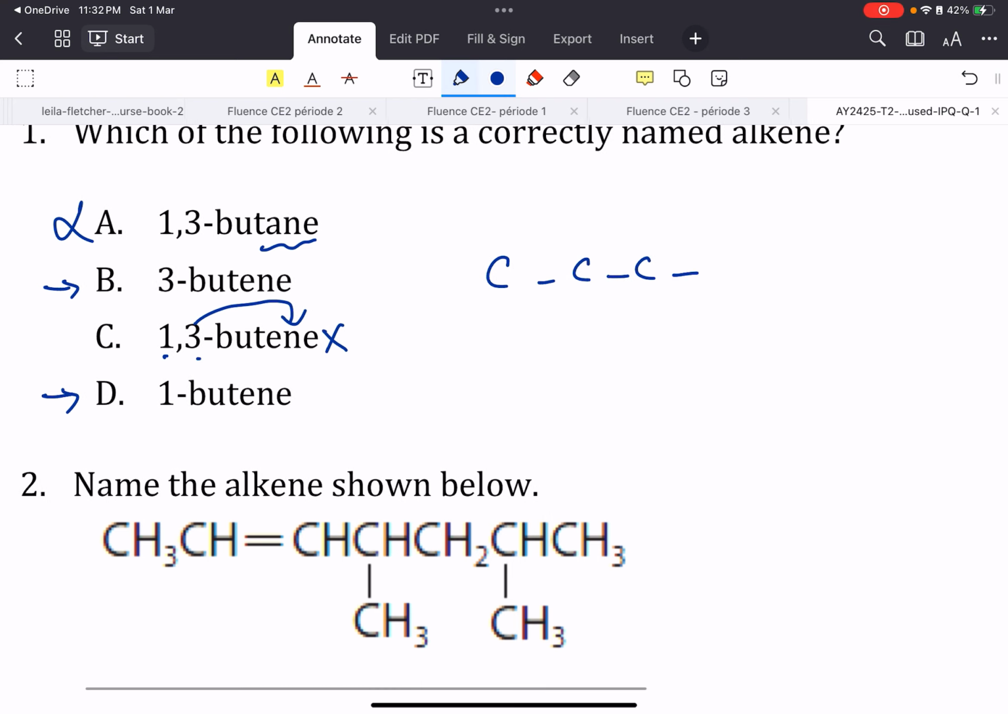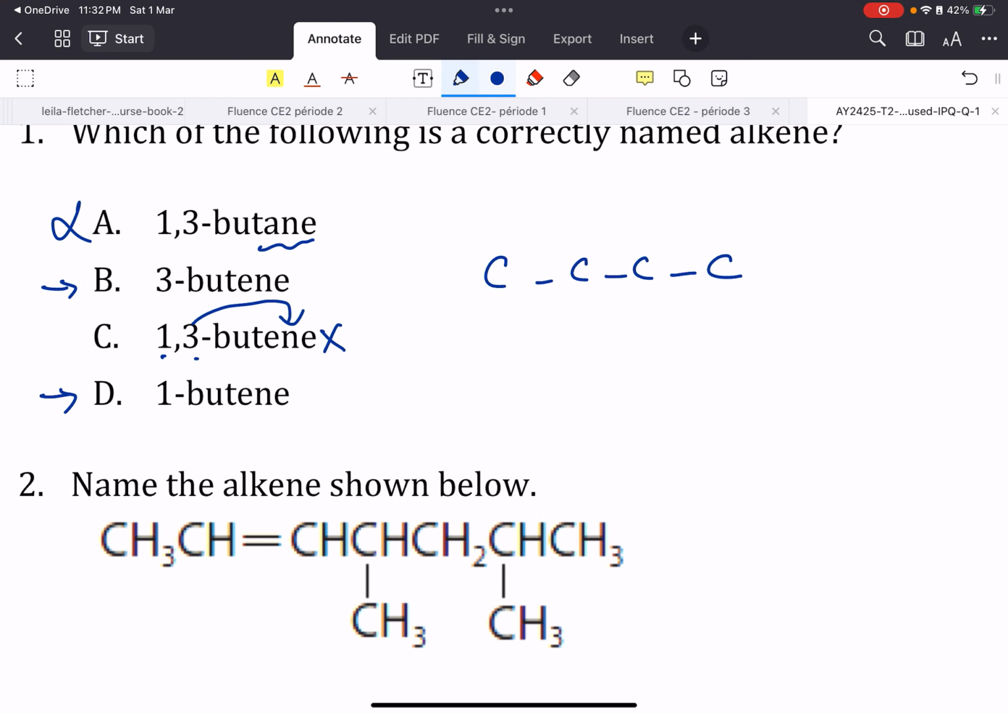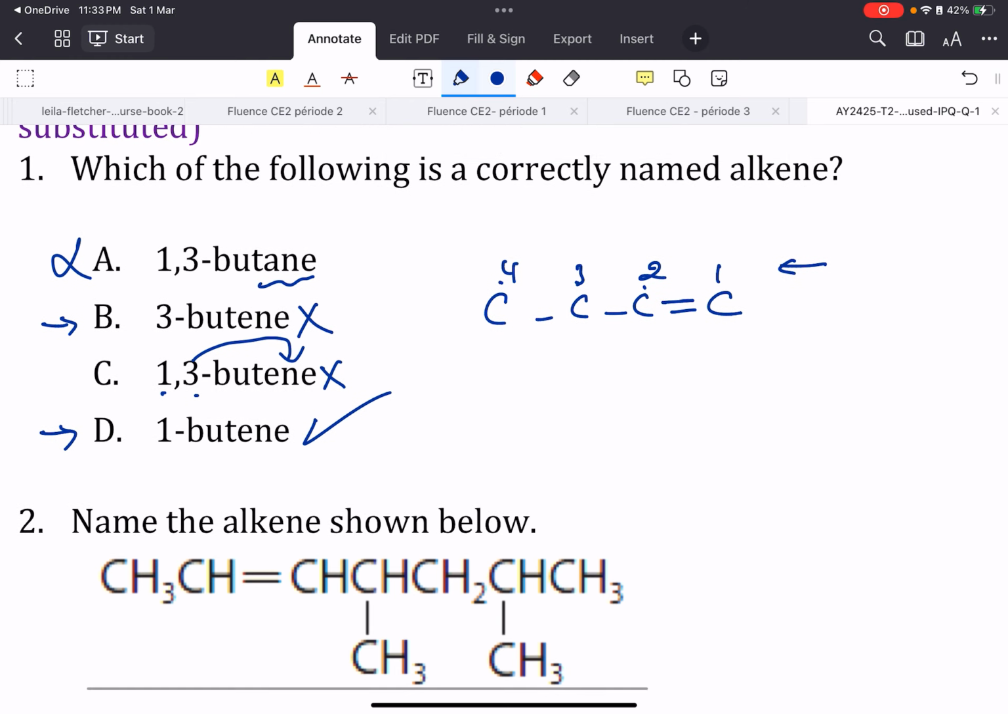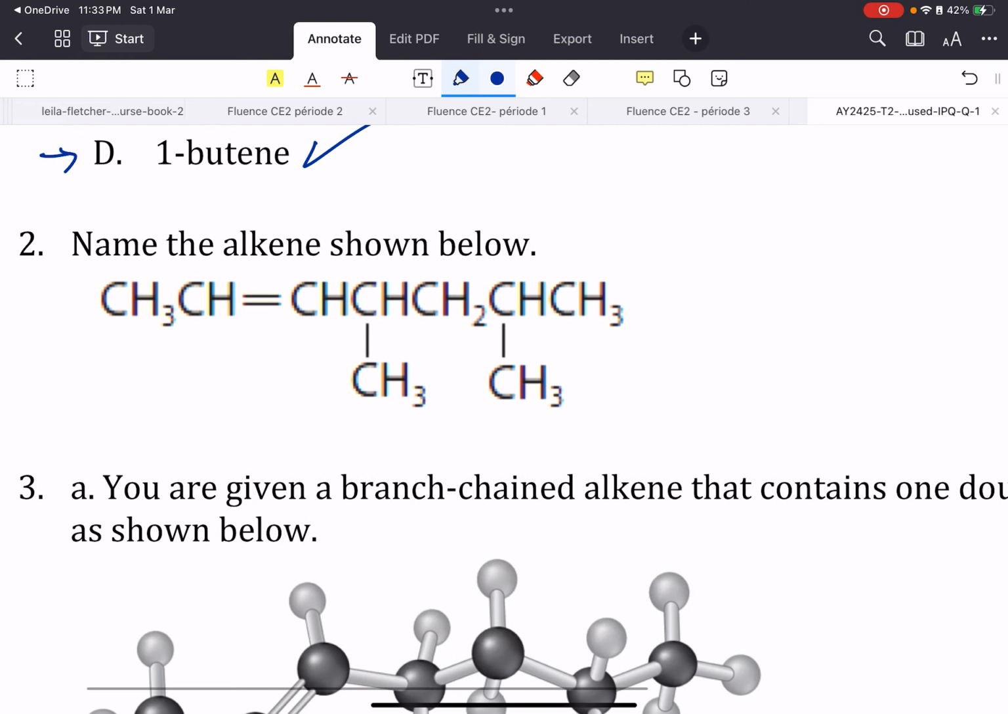If we draw butene, 4 carbons, and number 3, so 1, 2, 3, here's the double bond. This is wrong because when I want to name this compound, I'll start counting from the side that is closer to the double bond. I'm sorry, I placed a triple bond. So I will count from the side that is closer to the double bond. Therefore, 1-butene is a correctly named alkene because they started counting from the correct side.